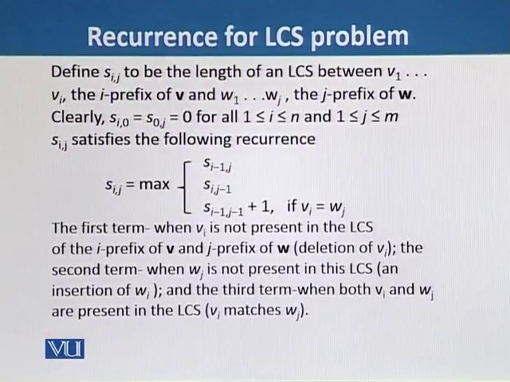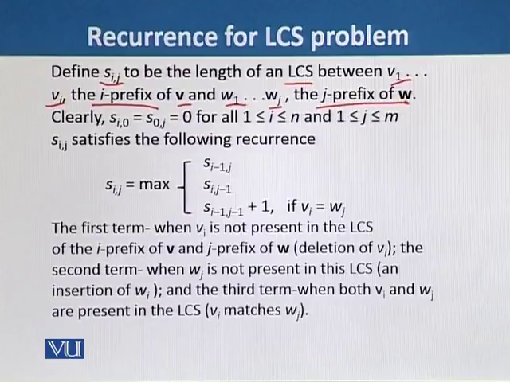If we define Sij, at any vertex in the graph, to be the length of the longest common subsequence between V1 up to Vi, the i-prefix of V, and W1 to Wj, the j-prefix of W, then Si0 and S0j are equal to 0, for 1 less than or equal to i, i less than or equal to n, and similarly 1 less than or equal to j, j less than or equal to m, where n and m are the number of characters in the V and W strings.